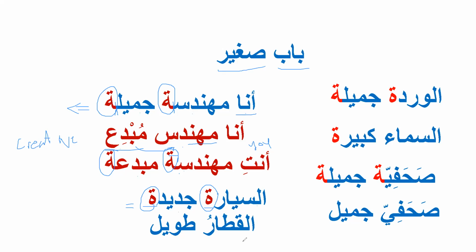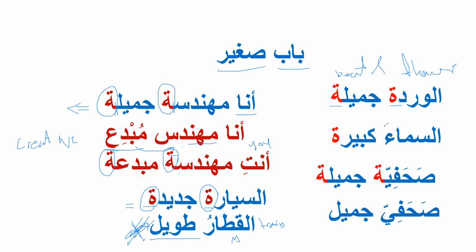القطار طويل. القطار means train, and the train is masculine, and طويل is masculine. See here, we did not put تاء مربوطة. Why? Because القطار is masculine. If we put تاء مربوطة here, it means this is not correct. Another example, الوردة جميلة. الوردة means flower, and جميلة means beautiful.